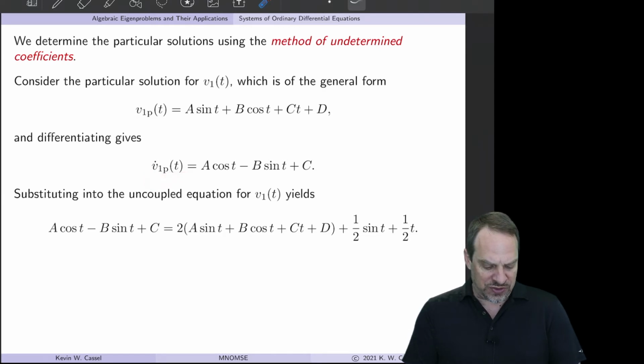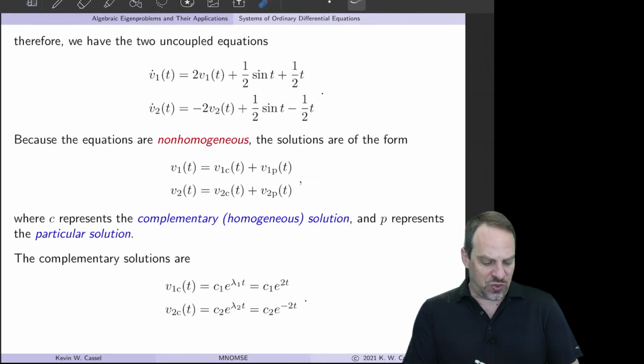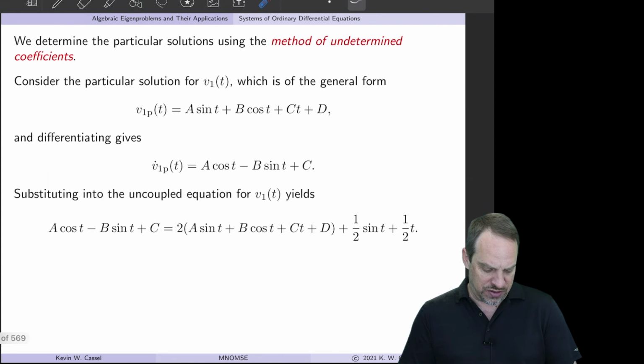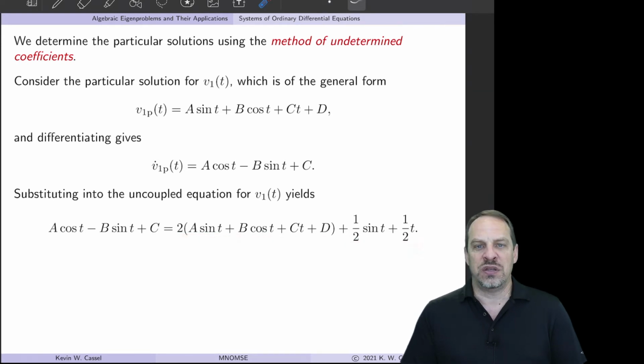So I differentiate this. It's a cosine t minus b sine t plus c, because I have v1 dot is equal to 2v1, and then I'll add the 1/2 sine t plus 1/2 t. So here is the v1 dot, 2 times v1 plus the 1/2 sine t plus 1/2 t. Now, to determine the coefficients, I just have to equate like terms on both sides of the equations.